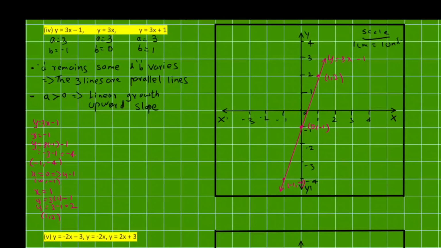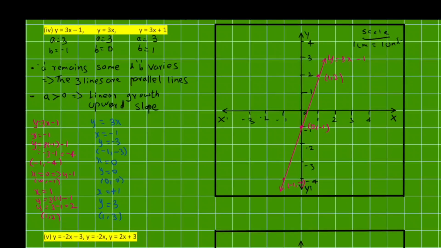y is equal to 3x. x is equal to minus 1, y is equal to minus 3. First coordinate point minus 1, minus 3. Second, x is equal to 0, y is also 0, so 0 comma 0. Then x is equal to plus 1, y is also plus 3, since we already replaced minus 1. So 1 comma 3. These are the 3 points.